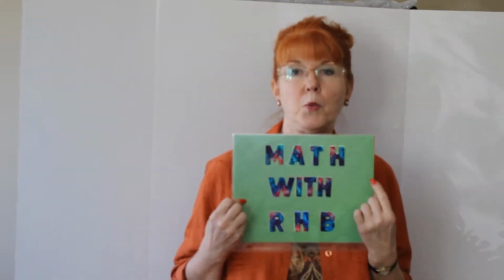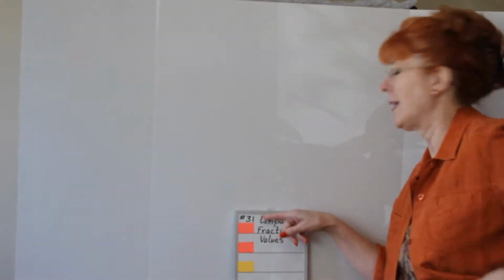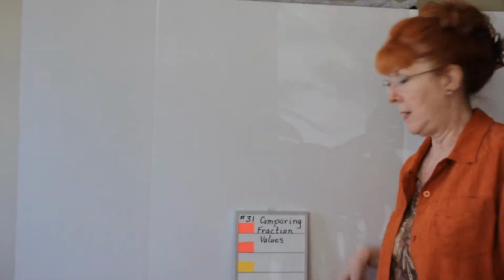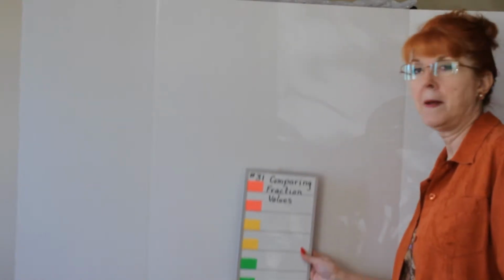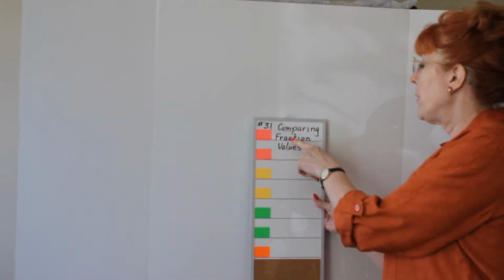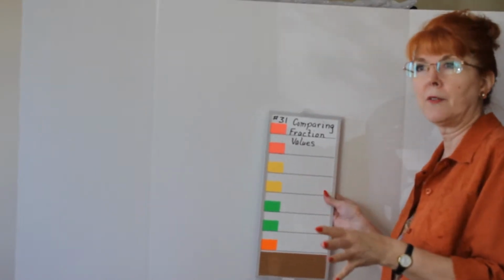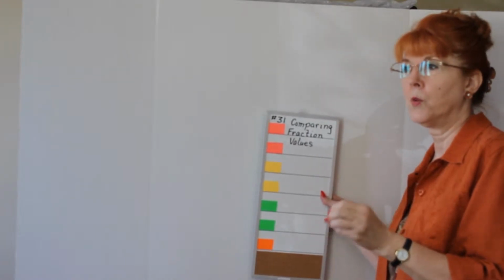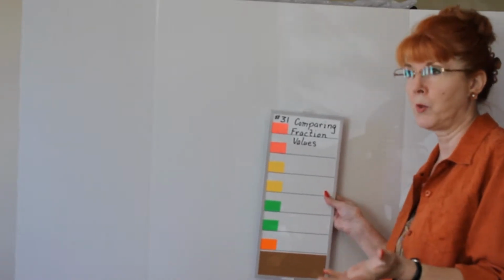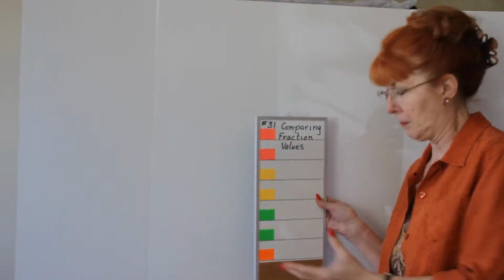Doing math with RHB, and we're looking at comparing fraction values, lesson 31. I'm going to raise that up a bit. That's better. Comparing fraction values, lesson 31. Sometimes when you get odd looking fractions, it's really tough to know which one's bigger, which one's smaller. To compare them, you need to convert them.